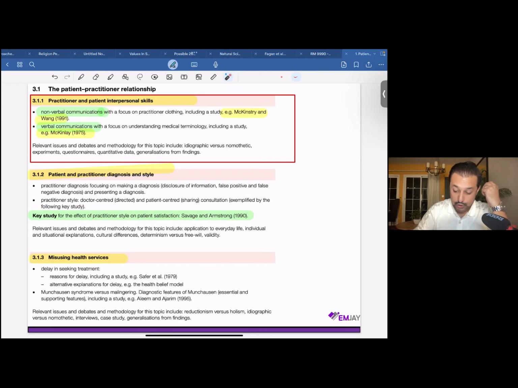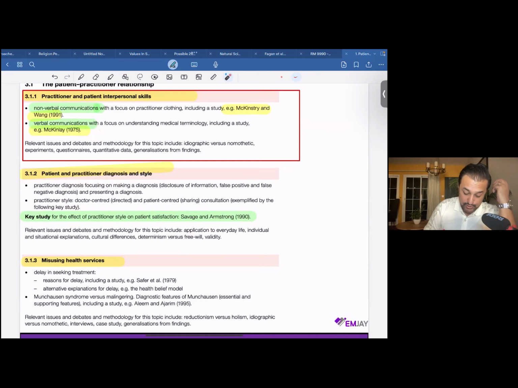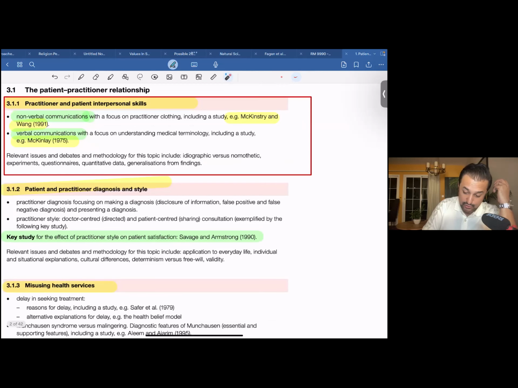Now, number 1, know your syllabus well, learn your syllabus, write an answer to a descriptive question. And if you have a closer look, the syllabus also has very clearly shown us relevant issues and debates that you could be tested on. Relevant issues and debates and methodology for this topic include: number 1, ideographic versus nomothetic approach; number 2, experiments; number 3, questionnaires; number 4, quantitative data; number 5, generalizations from findings.